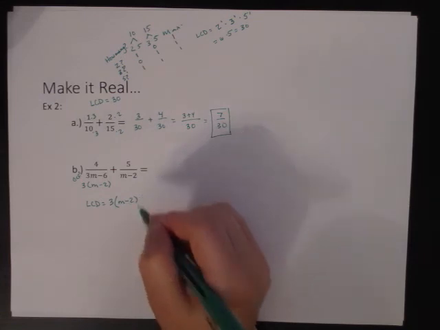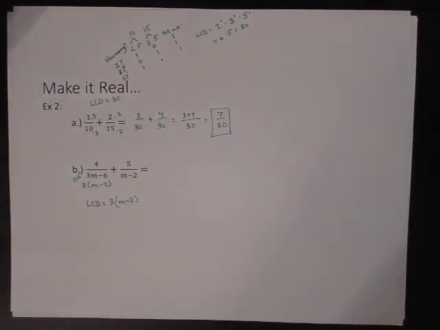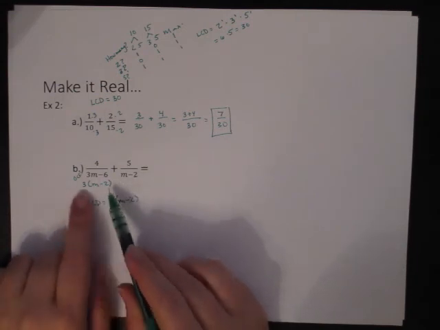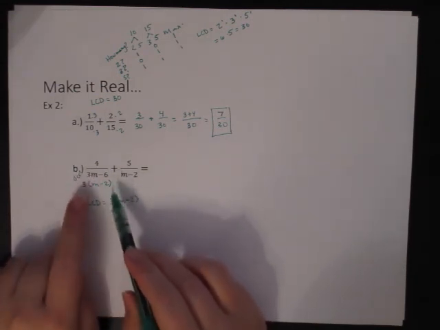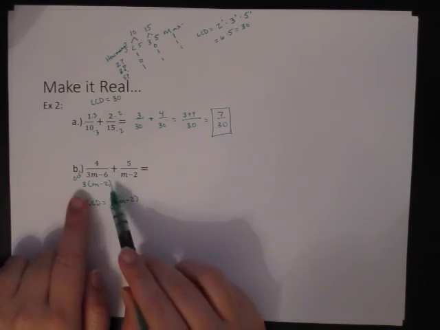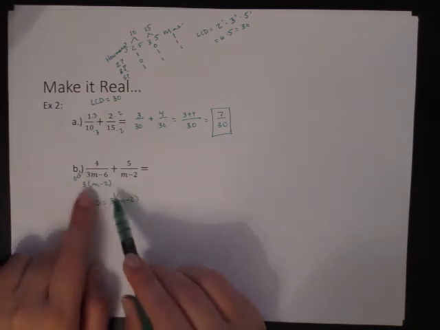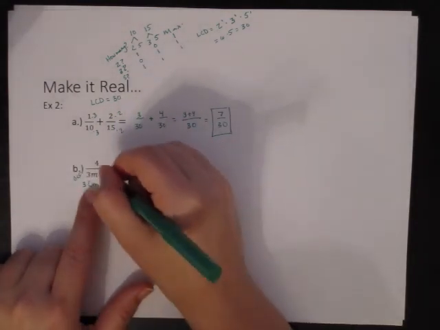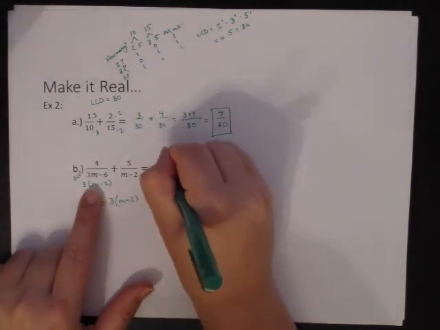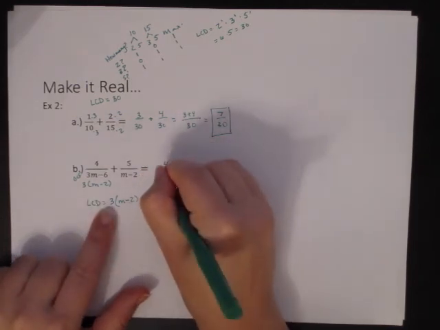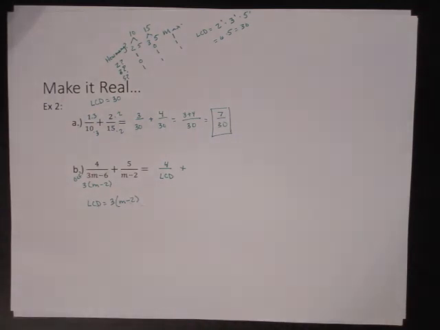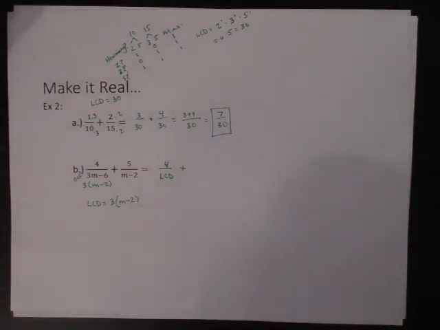so my LCD is 3 times m minus 2. So now I'm going to compare my LCD, which we just found, to each denominator, and see what's missing. So 3 times m minus 2, 3 times m minus 2, nothing's missing, so I don't have to multiply anything to my first one. So I'm just going to have 4, and instead of writing what my LCD is, I'm going to actually just write down LCD. The reason why is it makes it a lot clearer as you work through it.